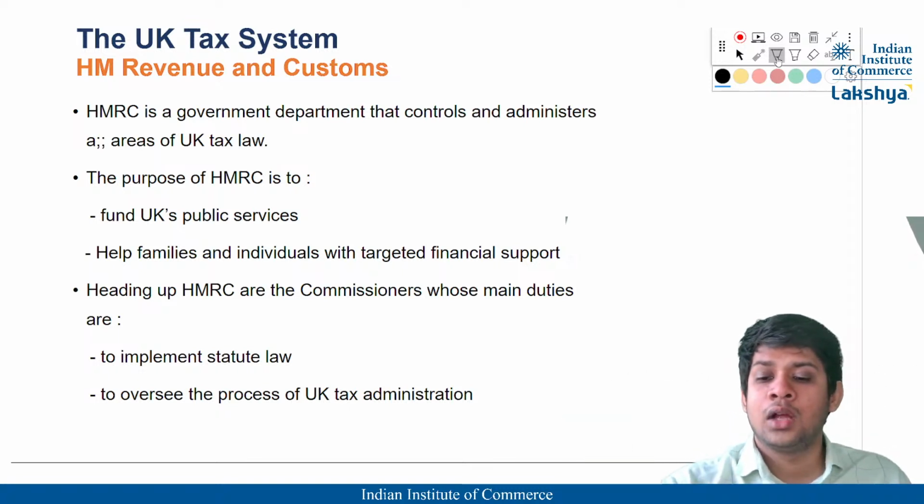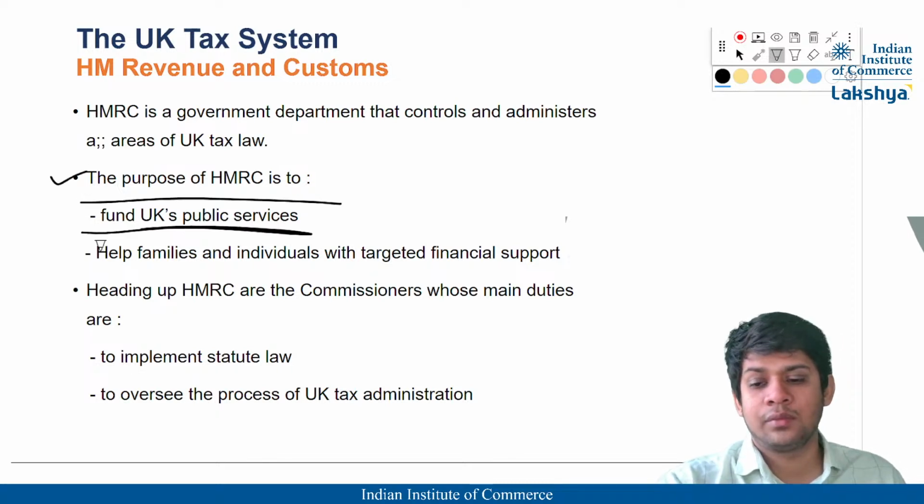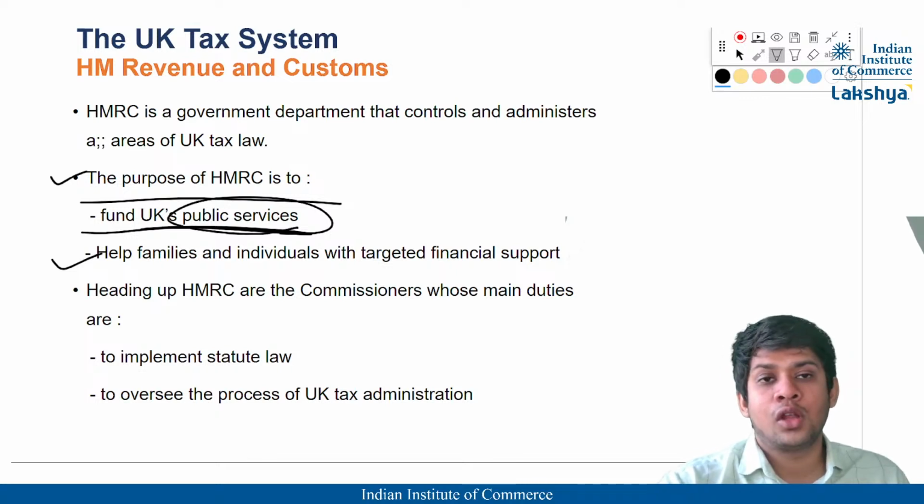The purpose of HMRC is to fund the UK's public services. That means the public transport available, the bridges and buildings, and the security services to individuals, that is, the police and everything else. All those are public services provided to the UK residents and also to the people living there, so they need certain funding.